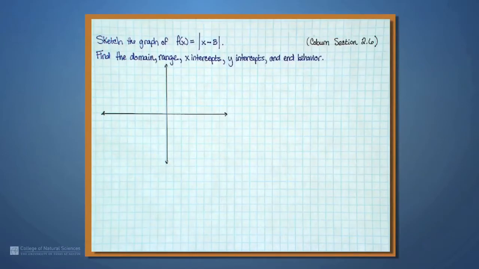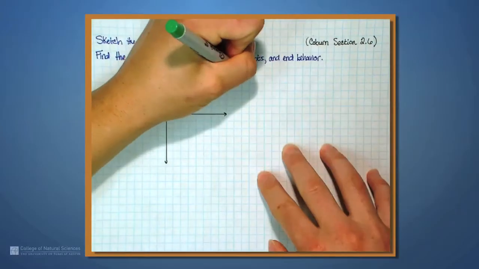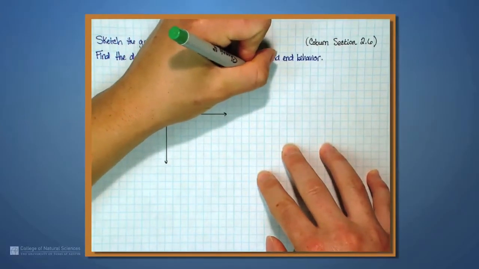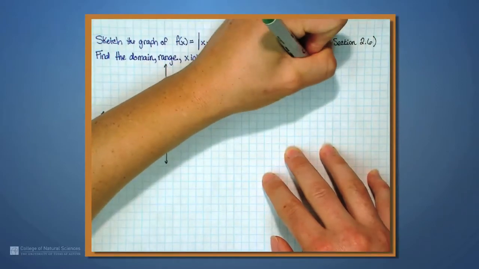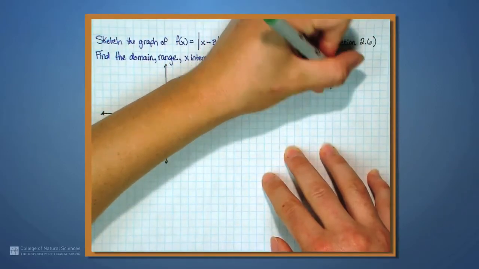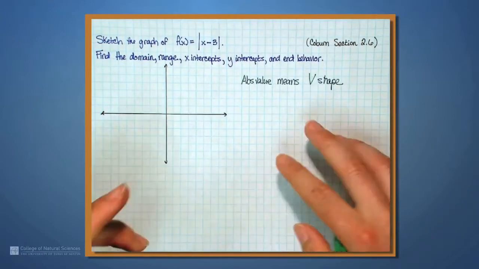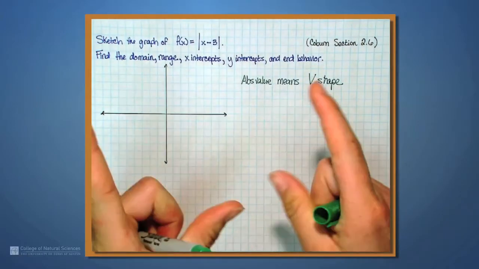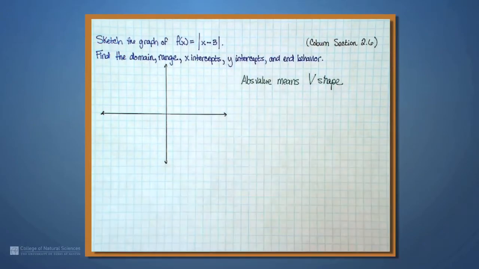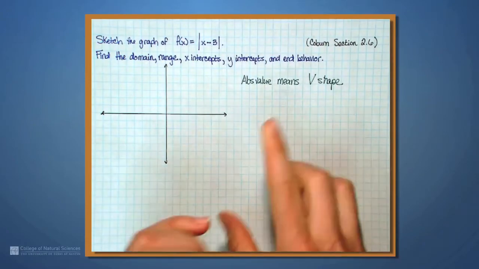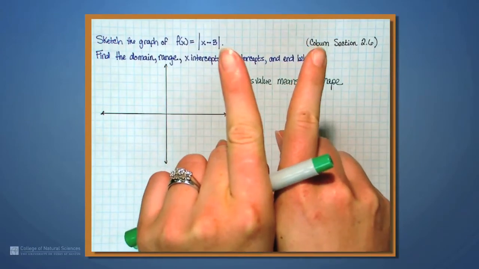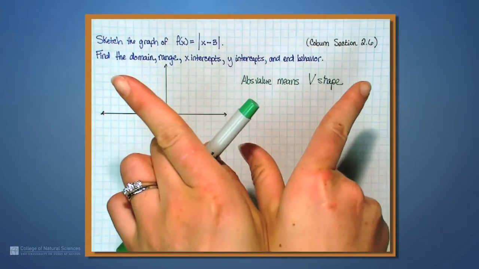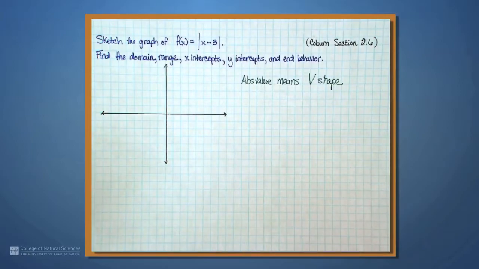So first of all, when I look at the formula, I see the absolute value bars, and I think V shape. Okay? I have to decide if it's upside down or right side up. I have to decide if it's scooched left or right, up or down. I have to decide if it's stretched, so it's skinny, or squashed, so it's fat. Those are the decisions I have to make.